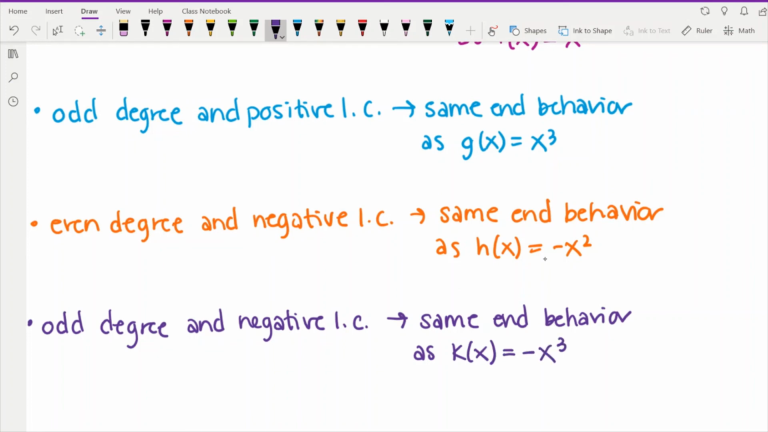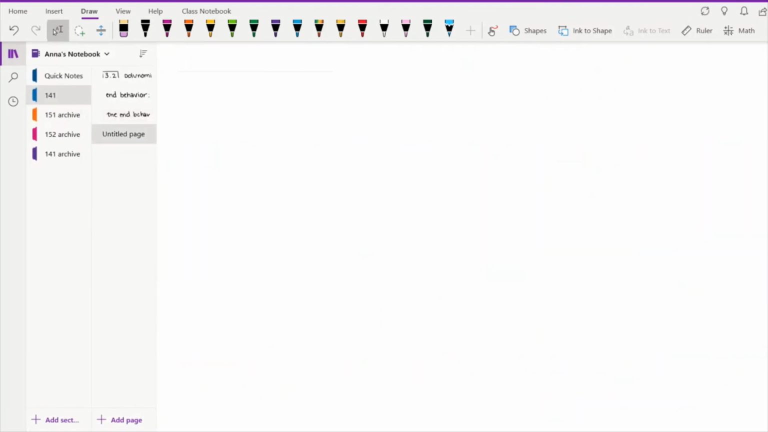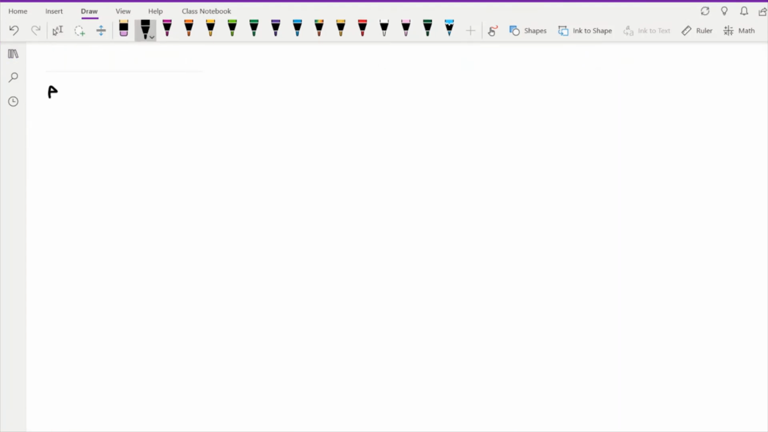And so basically what this is saying is that just by knowing the degree and the leading coefficient, it's not going to tell you exactly what the graph looks like, but it is going to give you an idea of the general shape. So now that we know all of this, I just want to do two more quick examples where without looking at the graph, we're going to figure out what the end behavior is.